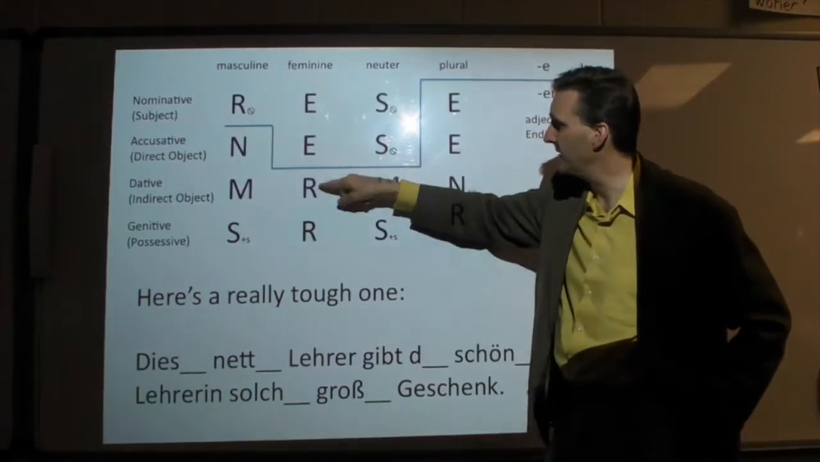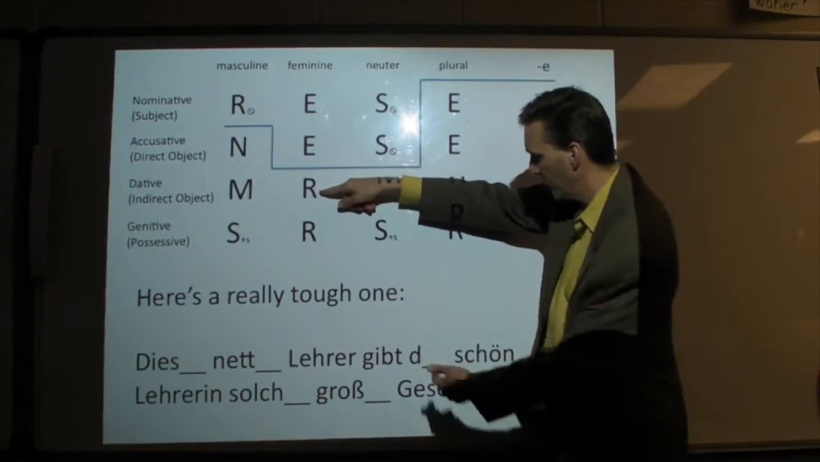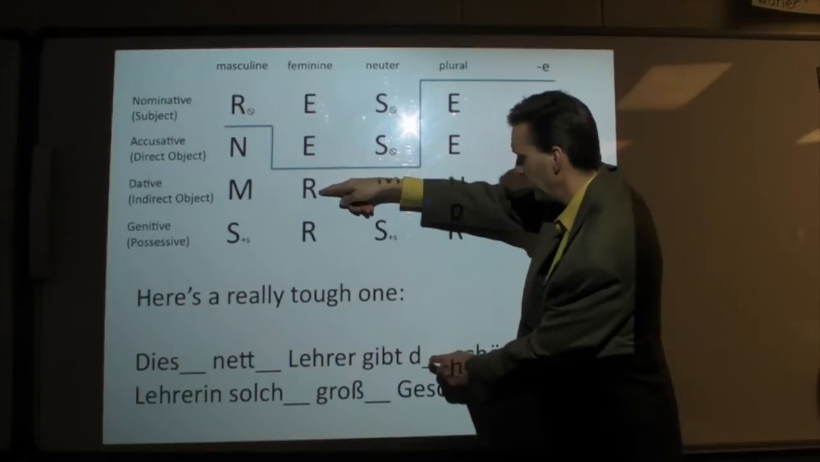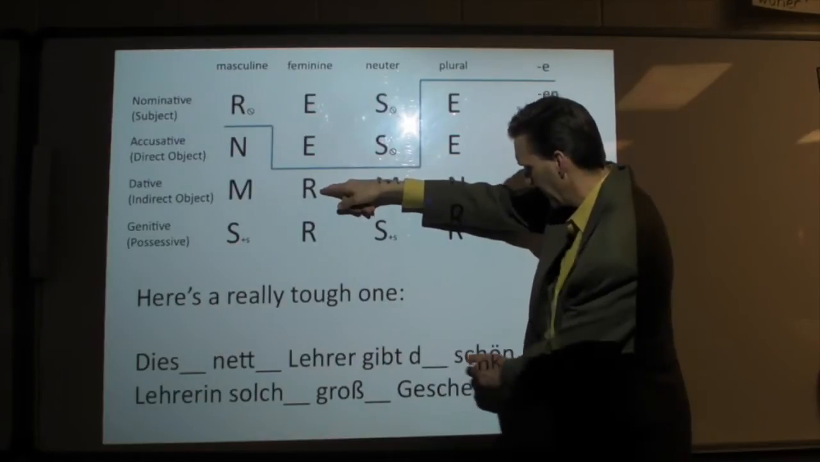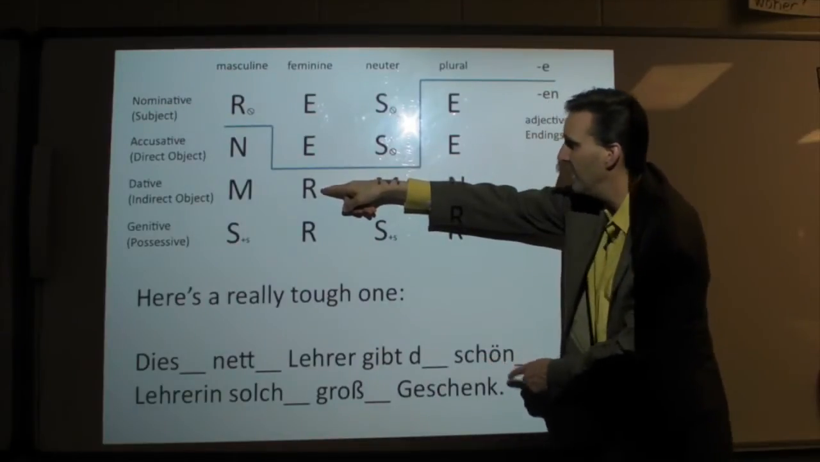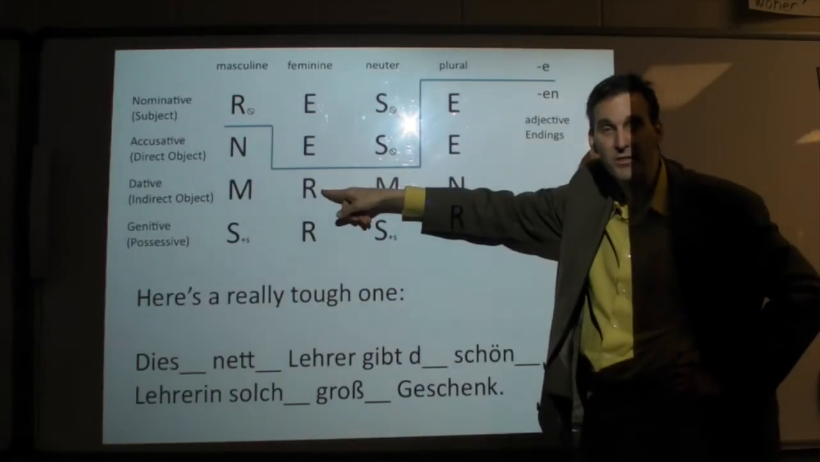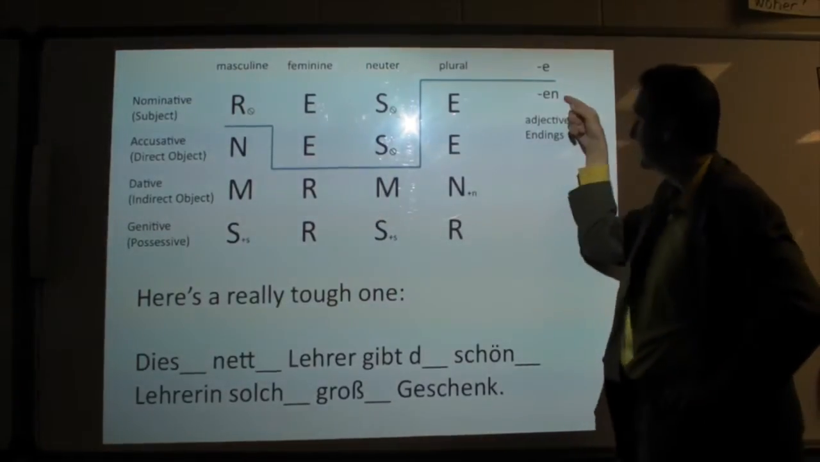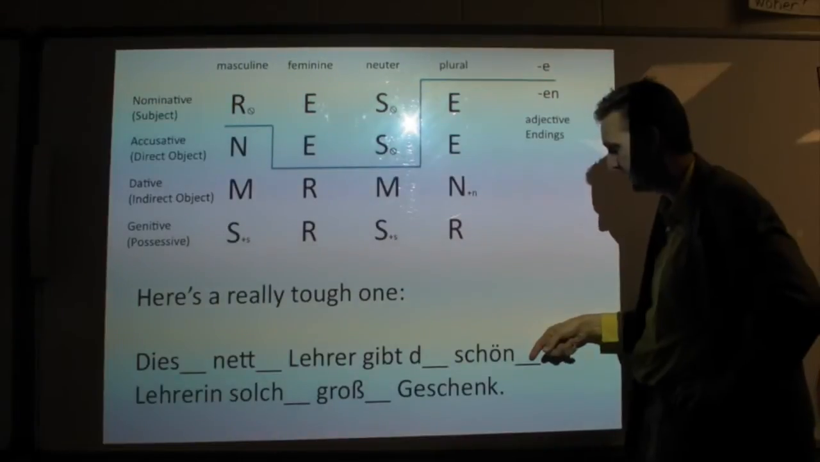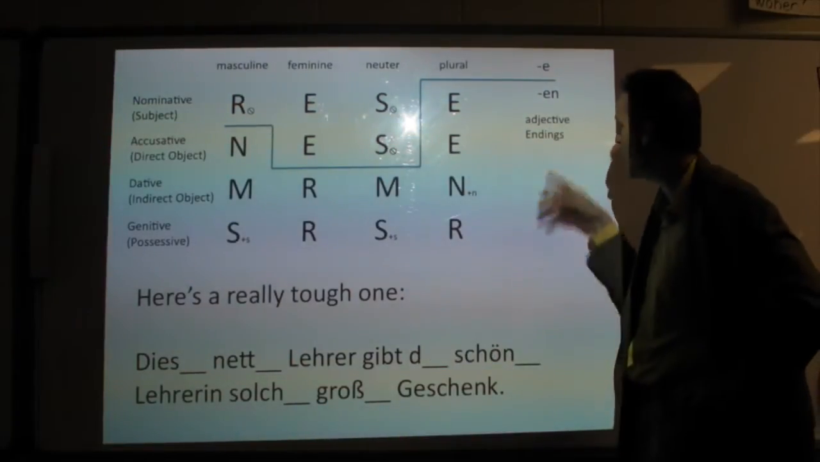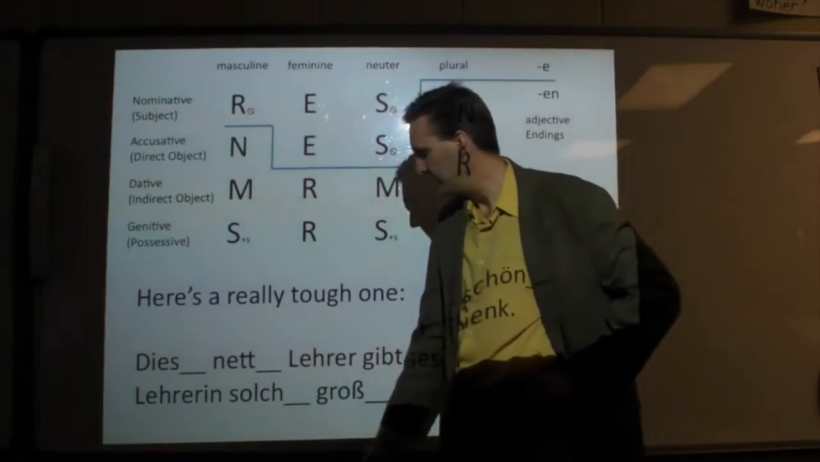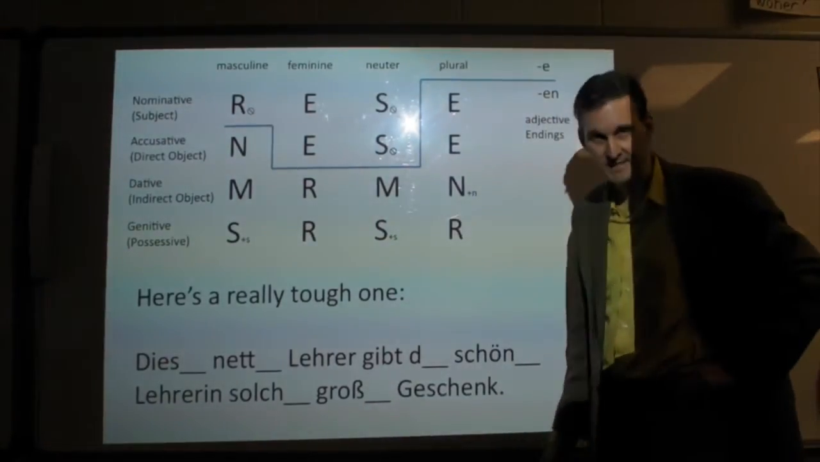So we know it's down here where this R is. So we need that R right here. Gibt der. And schön is an adjective, and we ask, well, is this above or below the line? It's below the line, so we need this en right there. Gibt der schönen Lehrerin, and then such a big present.